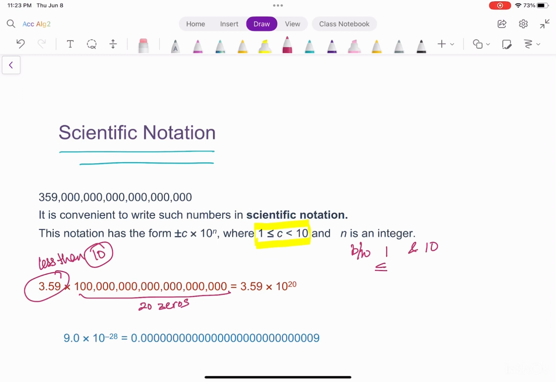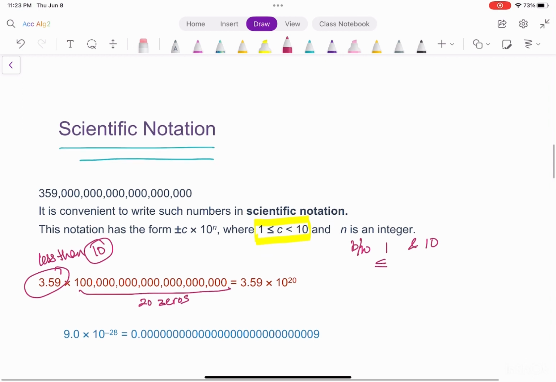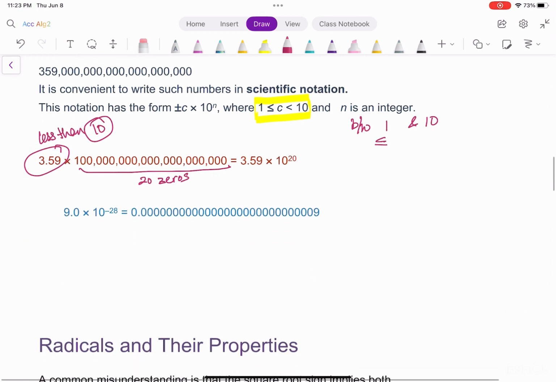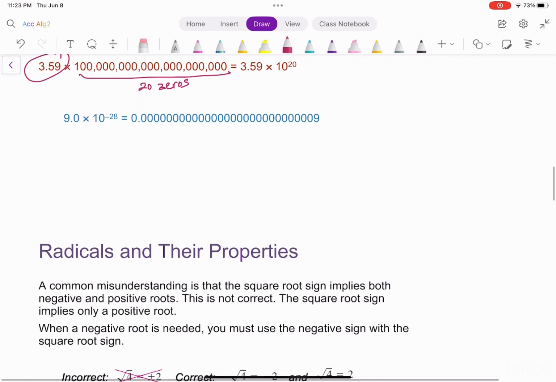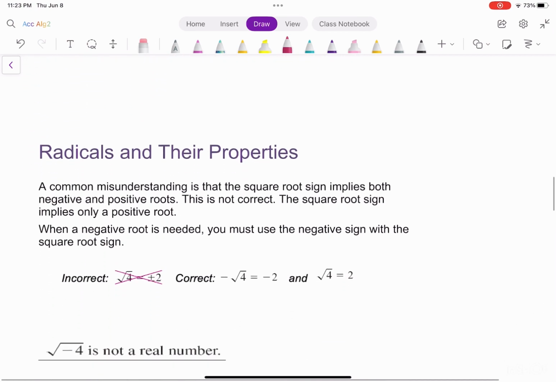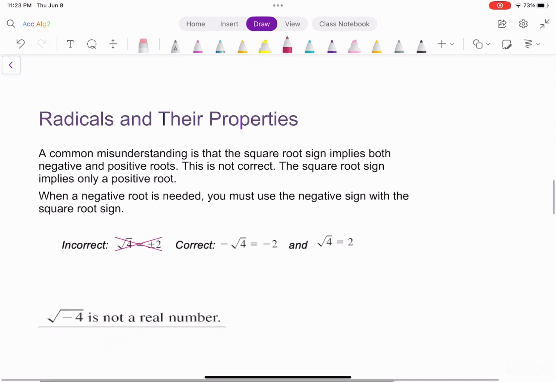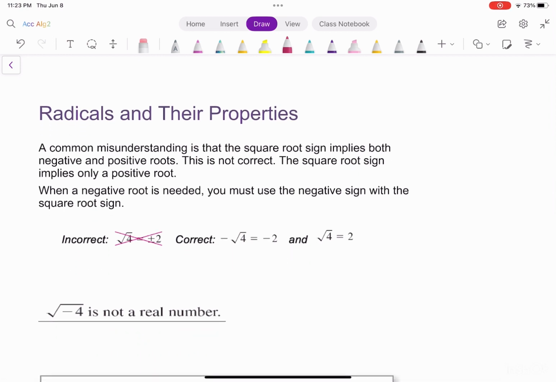Now, another example, again it is 9, which is less than 10. Yes, it is in scientific notation. So that is my clue: the number should be less than 10, then it will be in scientific notation.